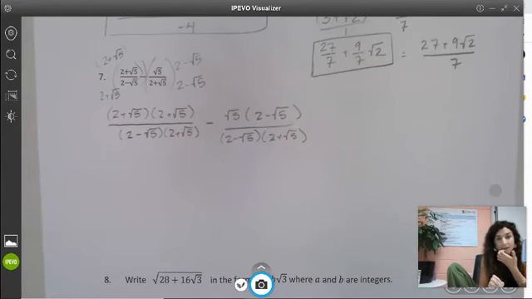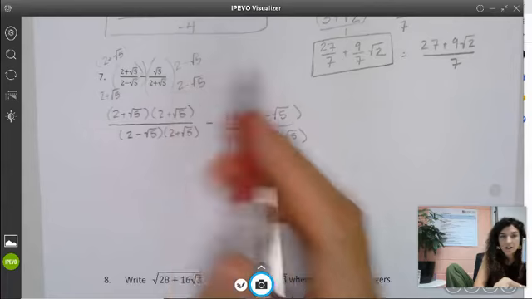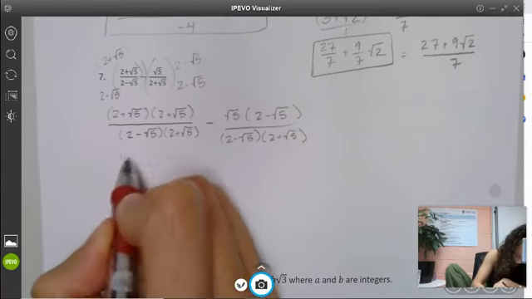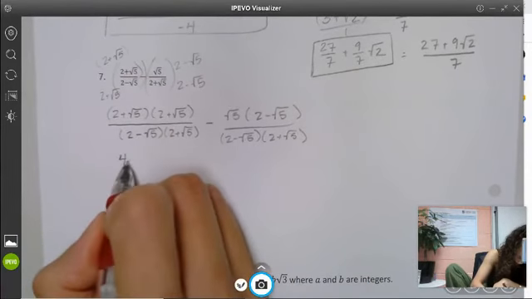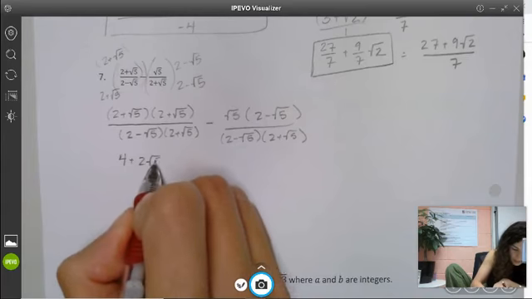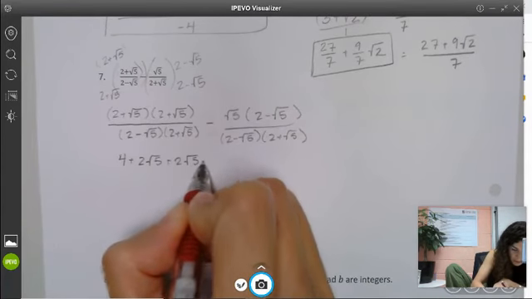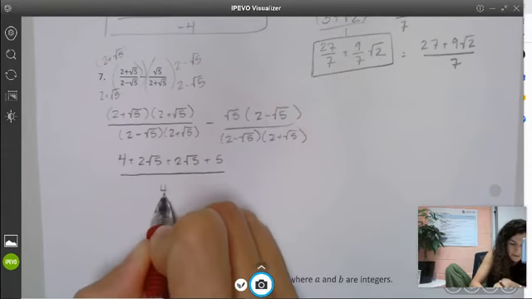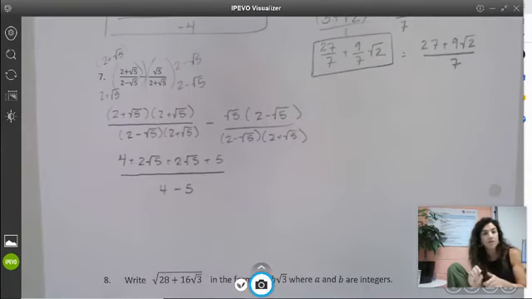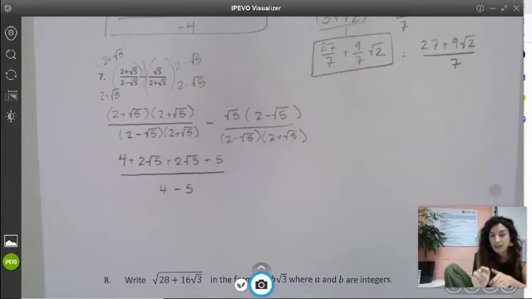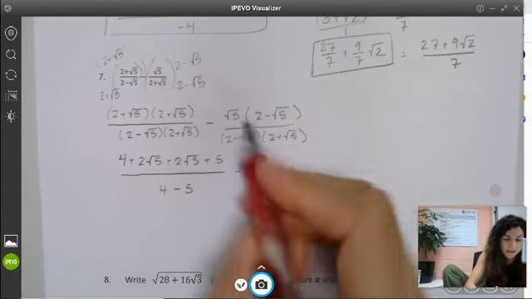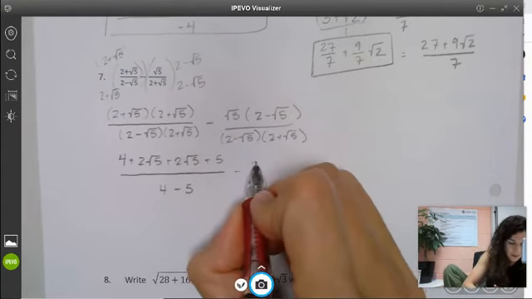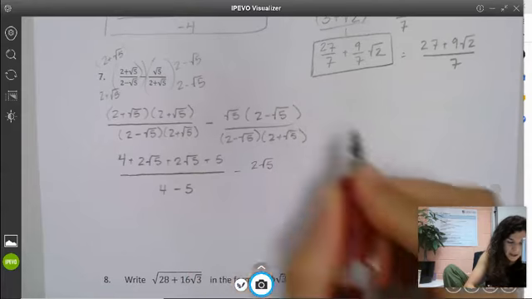So I need to FOIL out the numerator here. I get 4 plus 2 square root of 5 plus 2 square root of 5 plus 5, all over 4 minus 5, right? The square of the first term minus the square of the second term. Minus, I'm going to distribute that square root of 5, so that becomes 2 square root of 5.